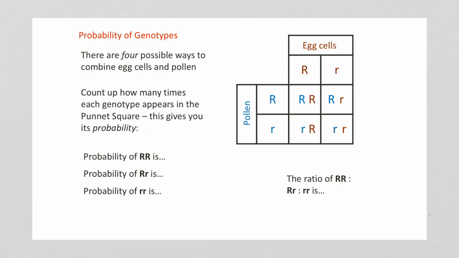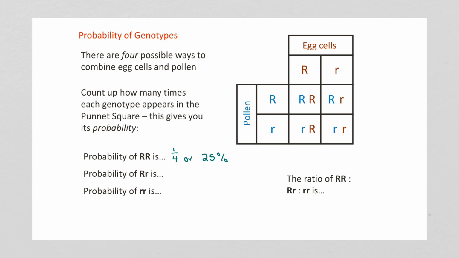So now we'll take a look at the probability of the genotypes. So that's the combination of genes. So there are 4 possible ways to combine egg cells and pollen. So you count up how many times each genotype appears in the Punnett square, and that gives the probability. So only one time can we ever have a big R, big R. So the probability of big R, big R is 1 out of 4, or 25% of the time.